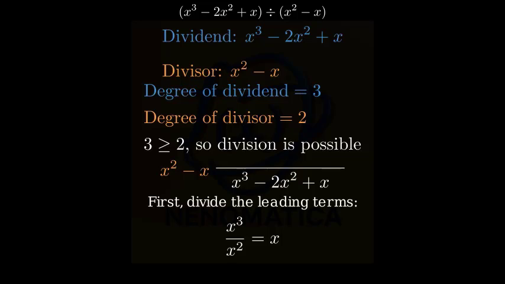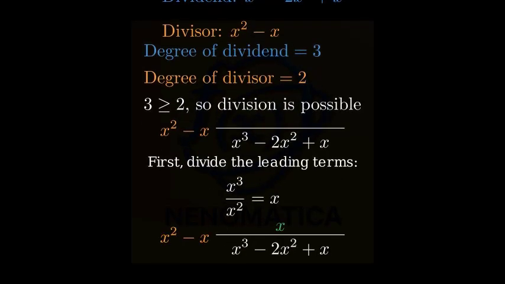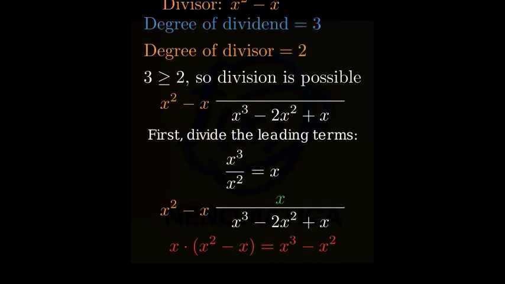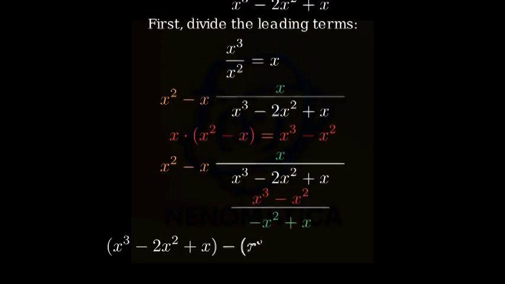Let's perform the first step of our division. The first term of our quotient is x, which we get by dividing x cubed by x squared. Now we multiply the entire divisor, x squared minus x, by this quotient term x. This gives us x cubed minus x squared. We then subtract this result from our dividend. Let's bring down the next term, which is x.